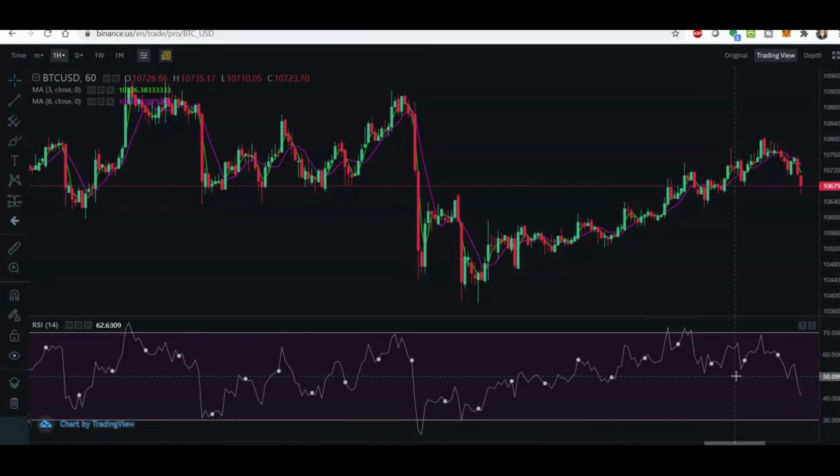Understanding the way the RSI indicator works is just one more way to help you better understand price action and to improve your entries and exits from a trade.